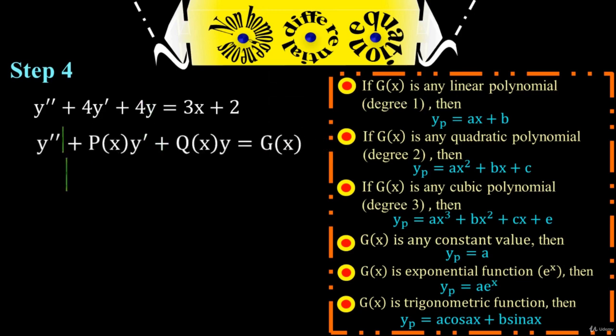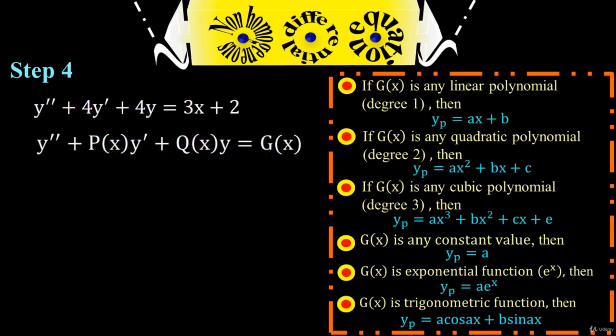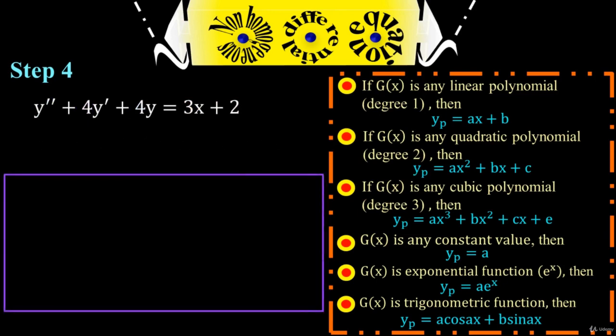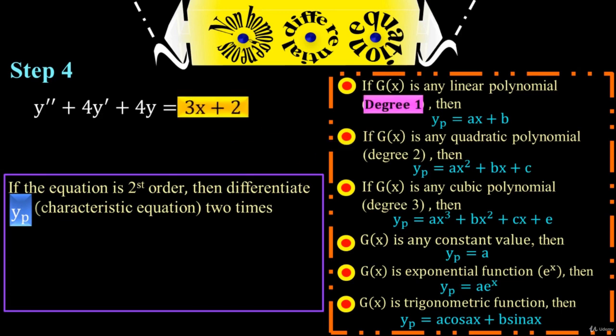Let's go back to our own equation, which was y double prime plus 4 times y prime plus 4y equals 3x plus 2. Compare it with the second order non-homogeneous differential equation. These are second order derivative terms, and p of x is 4, q of x is also 4, g of x is 3x plus 2. The rule says that if the given equation is second order, then differentiate the characteristic equation y sub p 2 times. But the very first thing in step 4 is to check the right side of the equation, which is 3x plus 2.